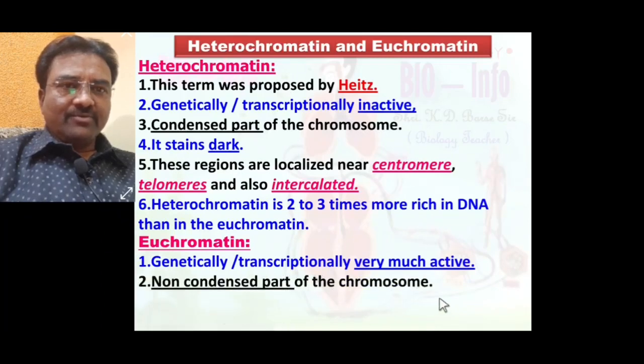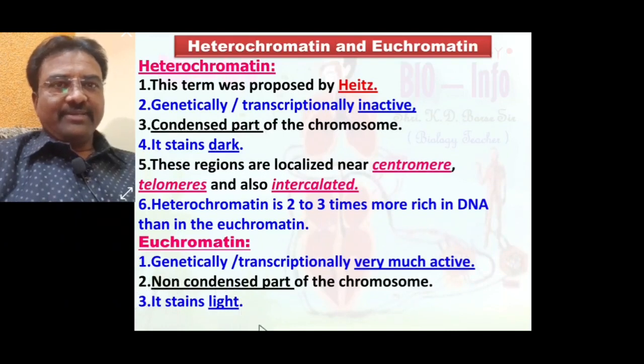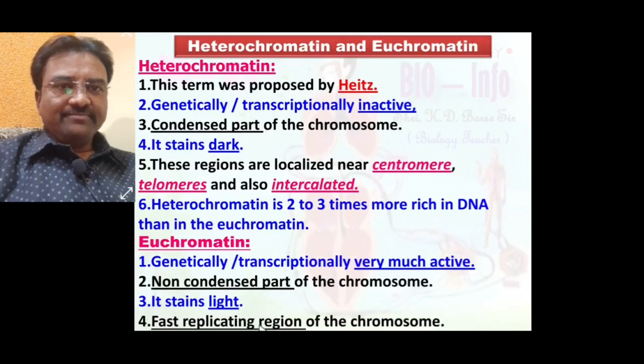Euchromatin is the non-condensed part of the chromosome, heterochromatin is the condensed part. So this is also a difference between heterochromatin and euchromatin. Heterochromatin is the condensed part of the chromosome, euchromatin the non-condensed part. Heterochromatin stains dark, euchromatin stains light. This is also a differentiation between heterochromatin and euchromatin.